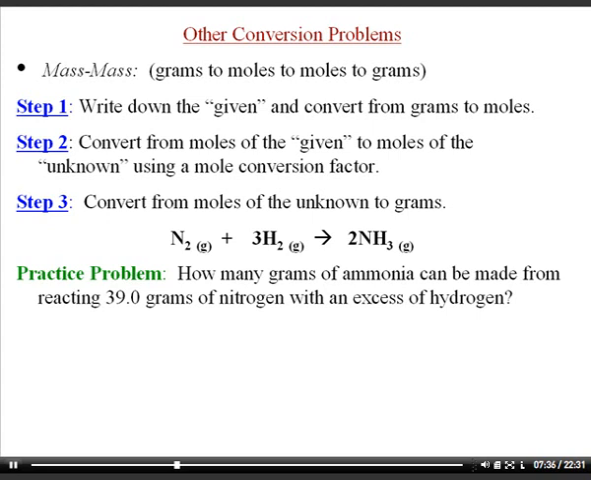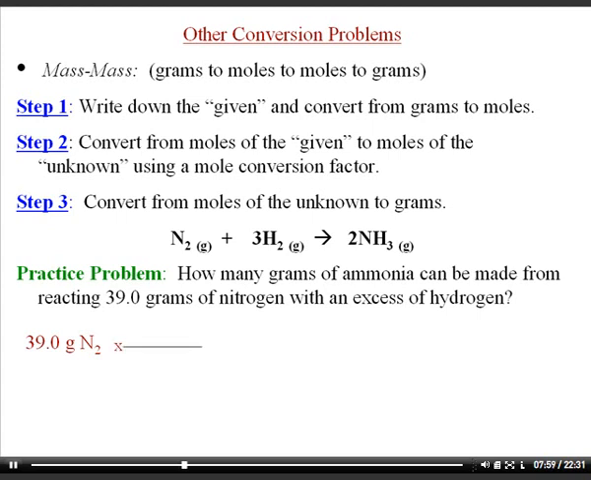Well, in our practice problem, it says how many grams of ammonia can be made from reacting 39 grams of nitrogen with an excess of hydrogen. So we're going to convert the grams of nitrogen, a reactant, to grams of ammonia, a product. So we start out with the given, and that's step 1. It says write down the given, and you're going to convert from grams to moles.